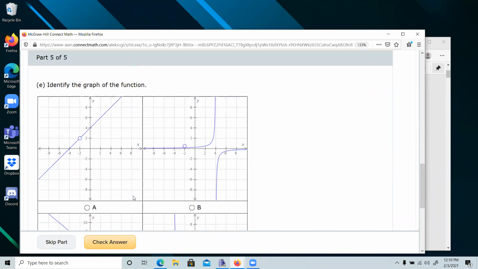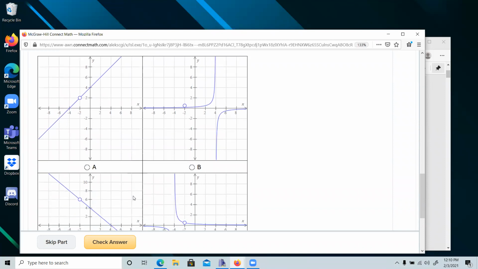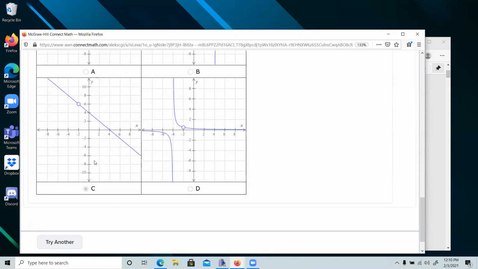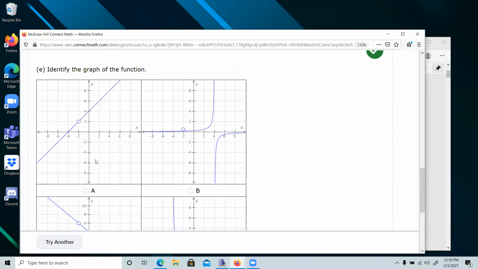All right, and identify the graph. Beautiful. This looks pretty close, right? -2 up to 6, downward slope. Looks like 4 for the intercept. Pretty happy with that. Oh, and that was right.